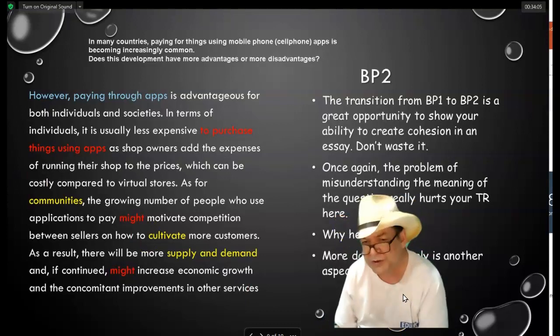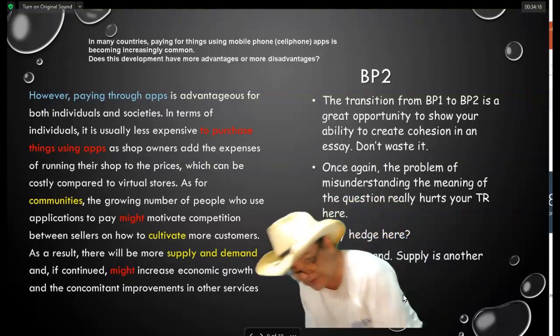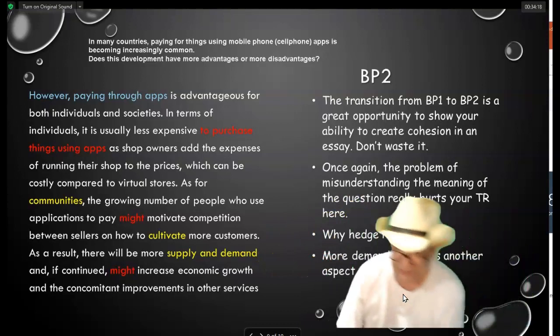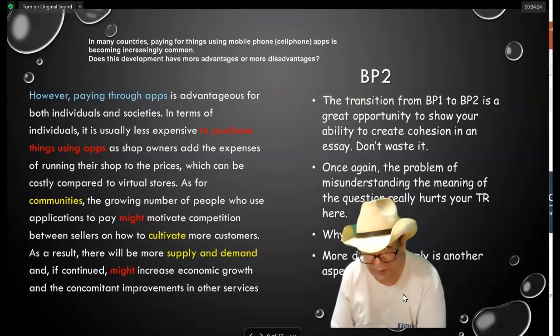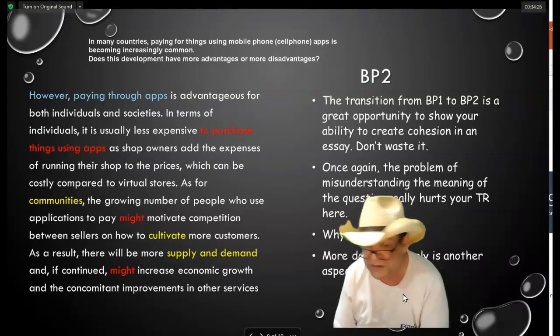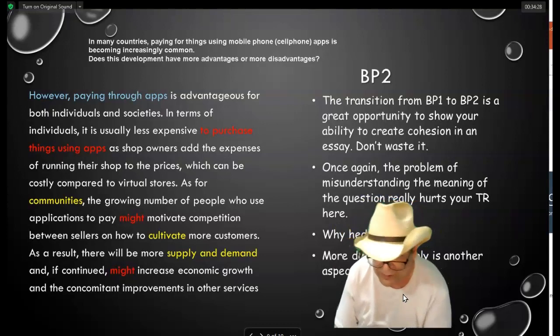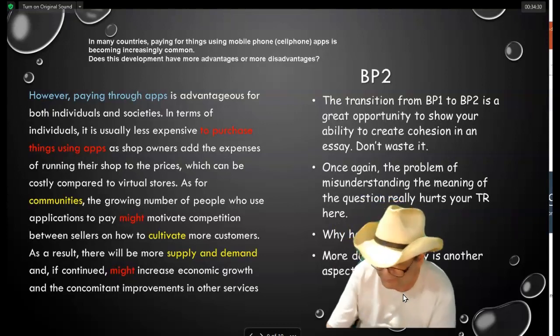I suppose you can use that. "As a result, there will be more supply and demand." No, there will be more demand. And not necessarily more supply. This has nothing to do with supply. Supply is another aspect of the economy entirely. "If continued, it might, just might, and the concomitant improvements in other services." Now, there's a $5 word. Okay, right, used correctly.